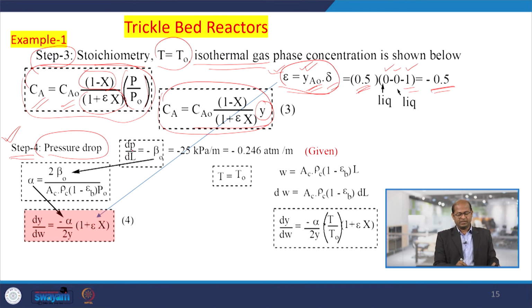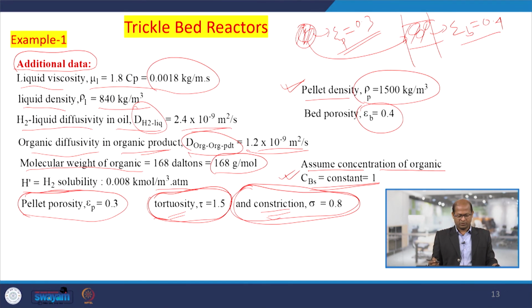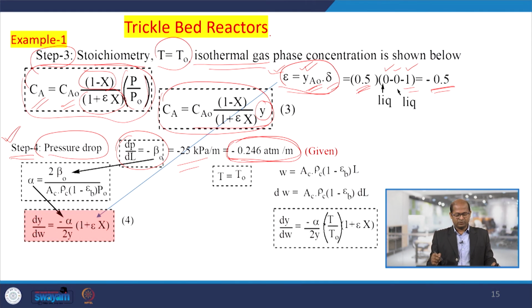And step 4 is the pressure drop. It is given delta P by delta L, that is minus beta 0, equals minus 25 kilopascal per meter. So, we can convert that into atm per meter. Kilopascal to atm, you can know how to convert that. Then it would be in terms of atm per meter, that is the drop in the pressure inside of the reactor. Total pressure is also given, that is 10 or 20, 10 bars, I think 20 atm, that is the total pressure given, that would be useful later.